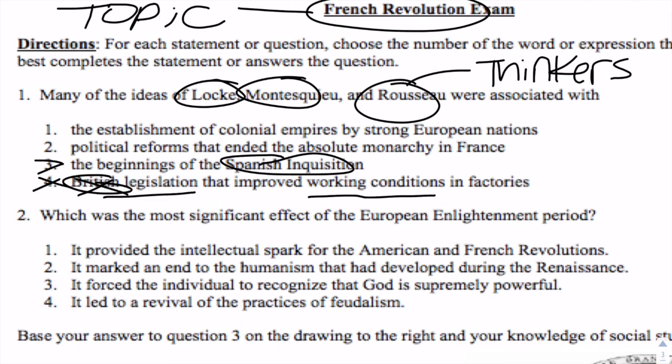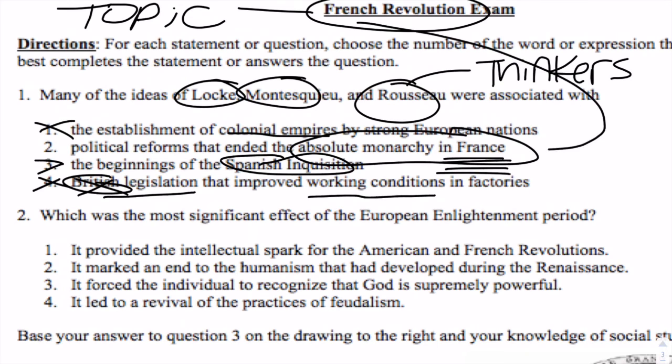So choice 4 shows Britain. That's not the French Revolution. Choice 3 shows the Spanish Inquisition, not related to France. And choice 1 is just a general thing about colonial empires. The only answer choice that makes sense would be absolute monarchy in France.